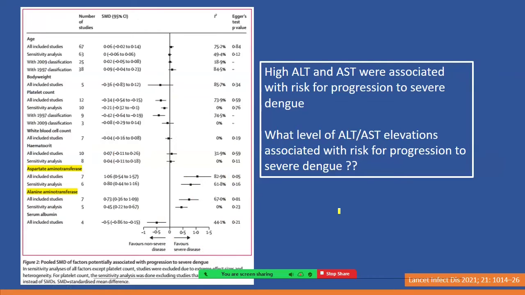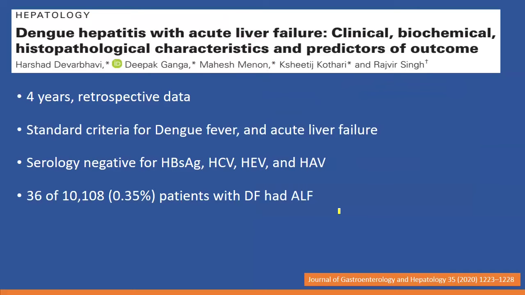However, then comes the important question: what level of AST, ALT elevation is associated with risk of progression to severe dengue? There is no clear-cut answer for that. We have to closely follow up patients who have any elevation of more than 3 times baseline, and then we have to see the trend. If there is an upward trend, there is always a high chance of going into severe dengue and subsequently dengue-associated acute liver failure.